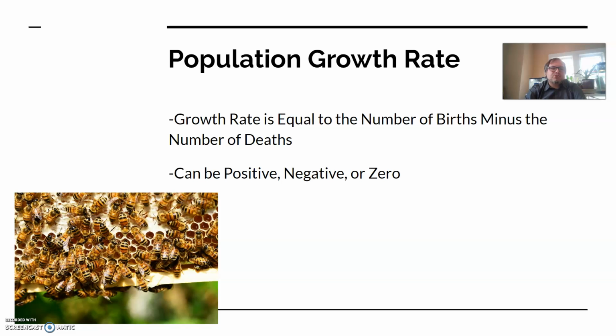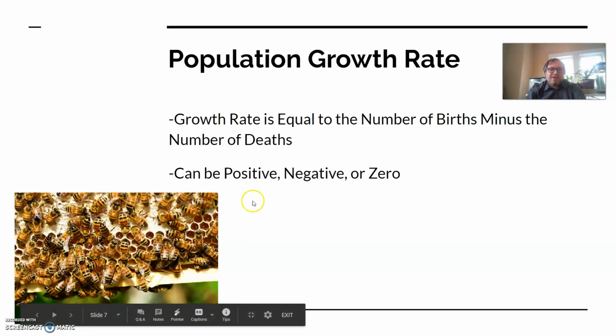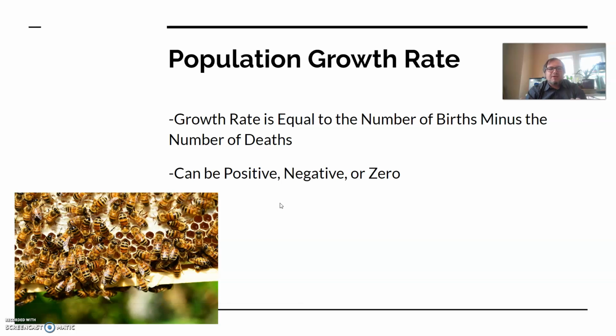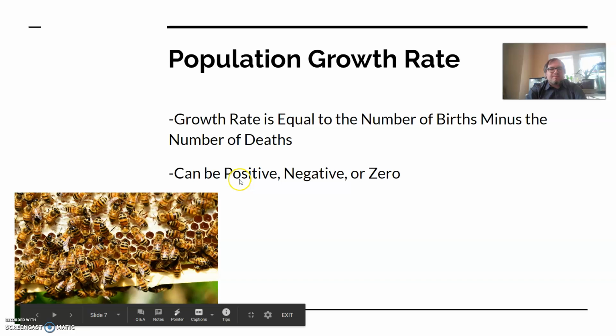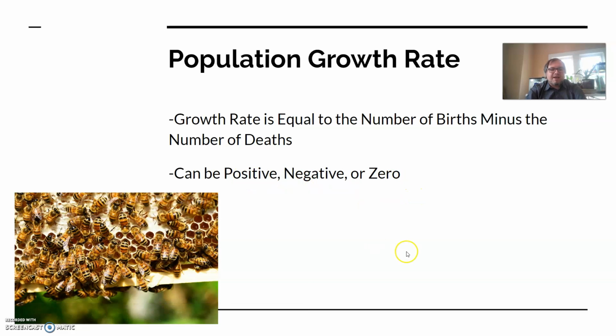So if you had 20 bee larvae or baby bees born, and you had about 10 that died, you would know that there is a difference between the two of them. So you would take the 20 births minus the 10 deaths, and you'd get 10. It would be a positive growth rate. You basically increased your population by 10 individuals. So these numbers can be positive, negative, or 0. It just has to depend on how the population fluctuated.